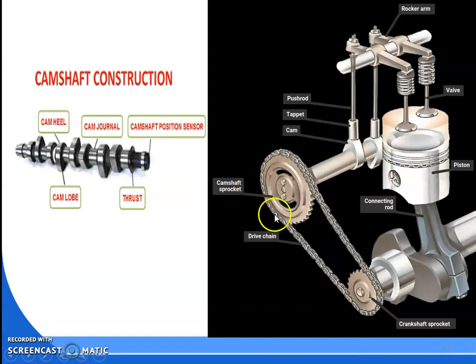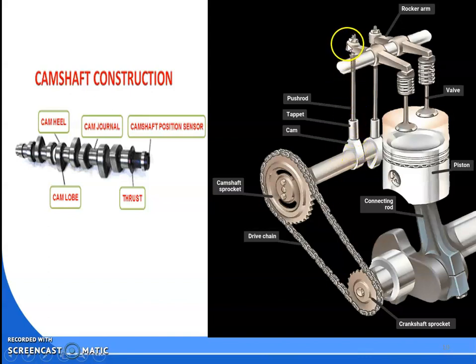Camshaft will be attached to two gears, a big gear and a small gear, and this small gear is attached to the what? Crankshaft. When the crankshaft rotates, it transmits the power through this chain drive, and the power will be given to the camshaft, and due to the cam lobe, piston... well, this is the major portion and this is the minor end.